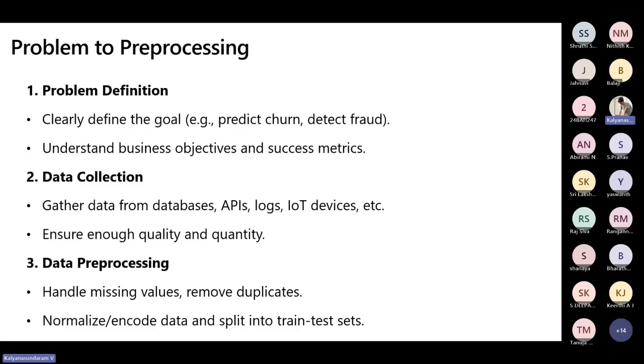The certificate will also be generated again and again, sometimes. So what we have to do is remove the duplicates. So that is one method. We have to remove the duplicates. And the next one is to normalize or encode data and split into train and test sets.